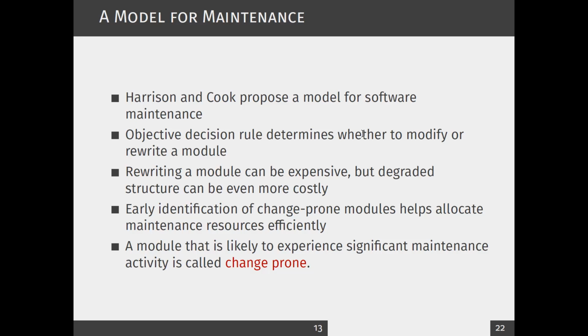Because otherwise, what will happen? You first try to modify the module, and then you realize that this takes quite a lot of time, and then you have to make a decision on rewriting it from the beginning. But if you can identify this early, say that modifying will take a lot of time and cost, then you can rewrite directly, which could save time. Again, it's more expensive, but rather than you try to modify and you fail and you go back to rewrite, it's better that you start rewriting from the beginning.